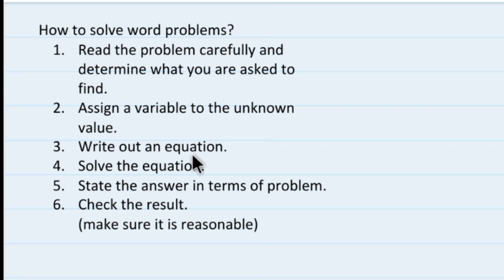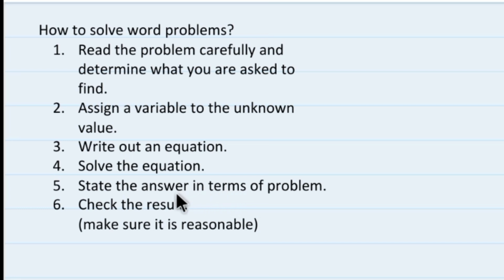Of course we would be given something, such as the sum of something or the product of something, that would be equal to some value. So we will write an equation according to the given problem. Then we will solve the equation, which is of course an easy step we have learned in previous videos. Then we have to state the answer in terms of the problem. We have to write the answer in words.